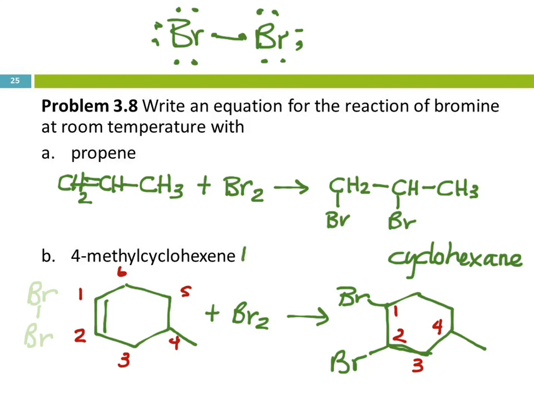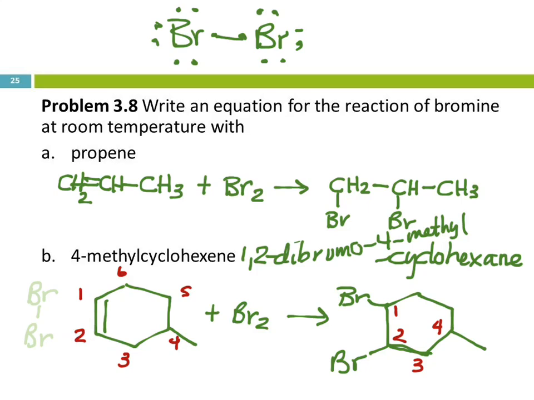Okay, 1, 2 dibromo, and I'm not going to have room. Dibromo 4-methyl cyclohexane. 1,2-dibromo 4-methyl cyclohexane. Always good to practice that naming stuff. Any questions? So how would you write out the equation? I did. This is the equation right here. Oh, okay.